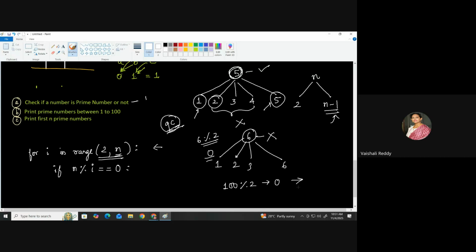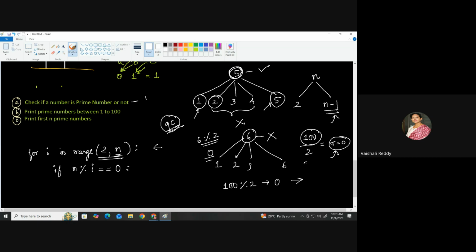Decision is not done? If you see 100, okay, let me ask you, 100. Is it a prime number or not? It is not a prime number, correct? So if I divide 100 by 2, I get the remainder as 0, correct? So the moment I divide 100 by 2, I get the remainder as 0.